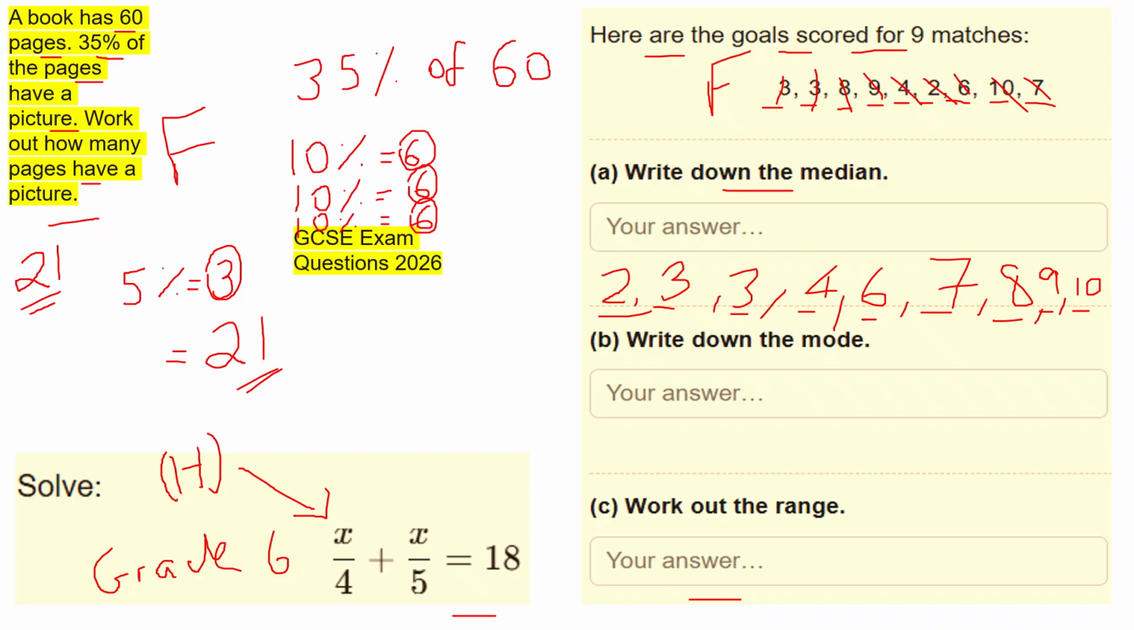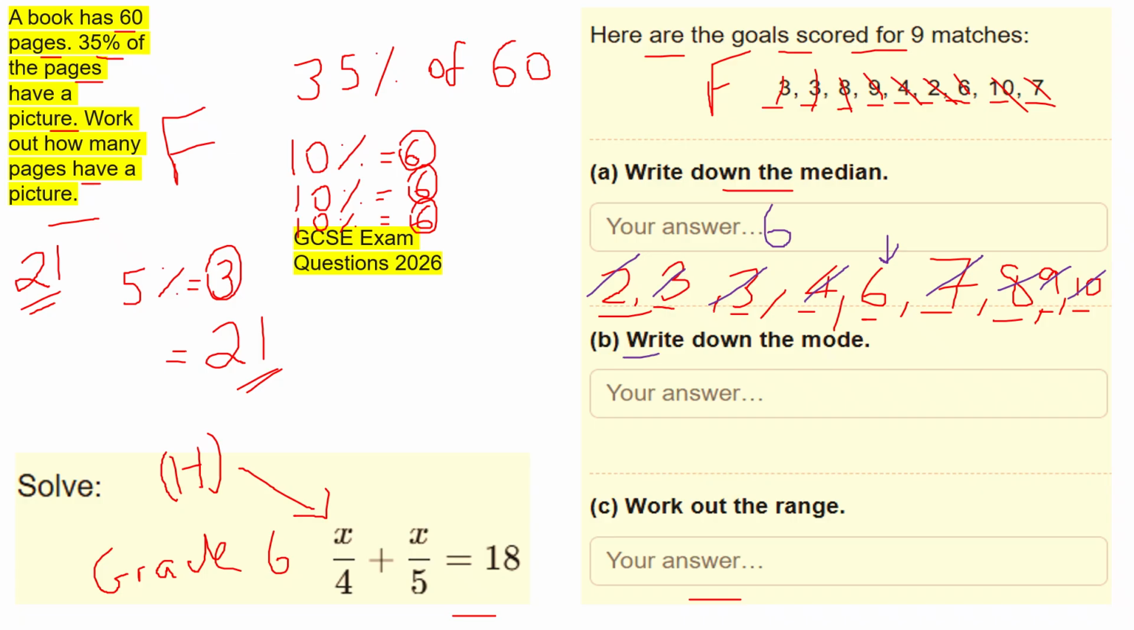Brilliant. To work out the median, that's going to be the middle number. So I'm going to cross off either side. So keep crossing off, guys, keep crossing off. The number in the middle is going to be 6. So our answer is 6.